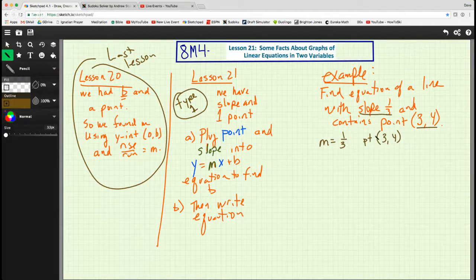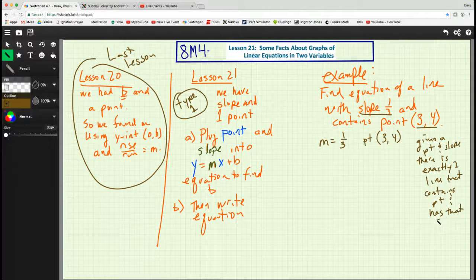And we know, I forget what lesson it was, but it was in the teens, that given a point and a slope, there is exactly one line that contains that point and has that slope. Okay, so we know that's true because we've been told it and we believe it.